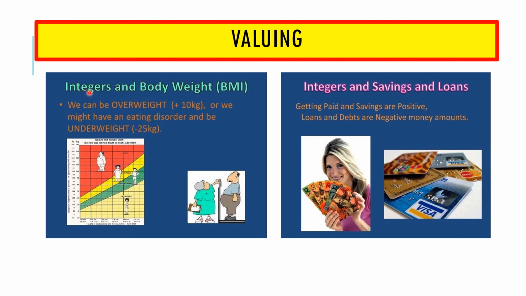Body weight. Integers and body weight. We can be overweight, positive 10 kilogram, or we might have an eating disorder and be underweight, negative 25 kilogram. Integers and savings and loans. Getting paid and savings are positive. Loans and debt are negative money amount.